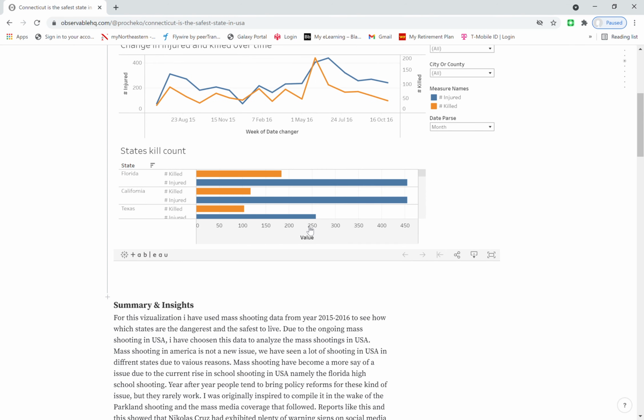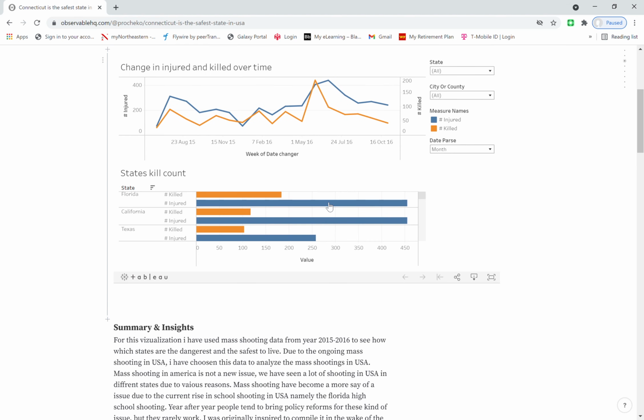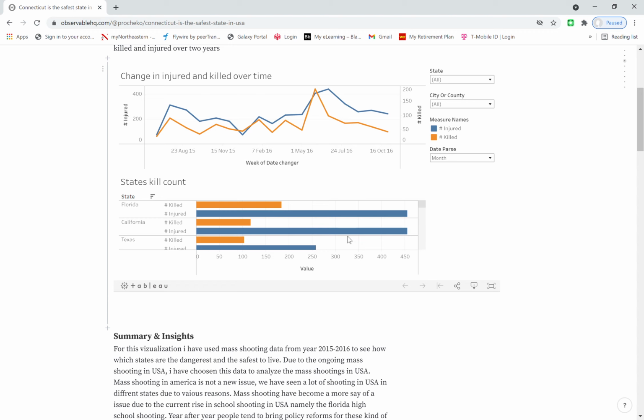Then I've compared the states with the most kill count over a period of time. So we see that Florida has the most injured and killed people during 2015 and 16. That is when the Parkland shooting also happened, where Nicholas Cruz entered a high school with a semi-automatic gun and killed a lot of kids in the school building.